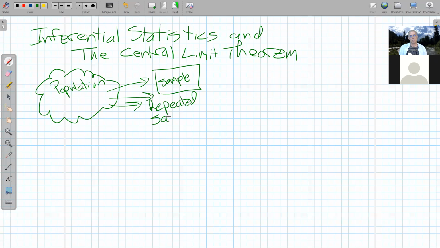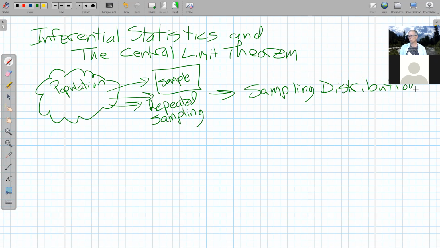Let's see, repeated sampling leads to what we call a sampling distribution. And these are three different but related things.